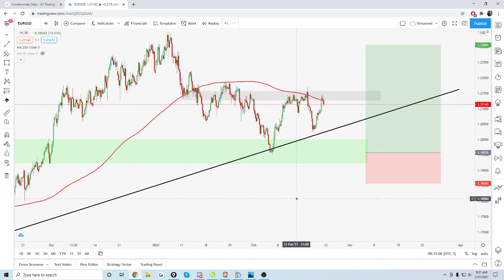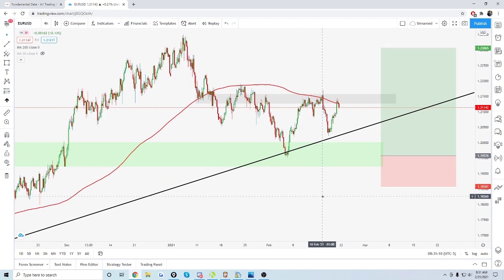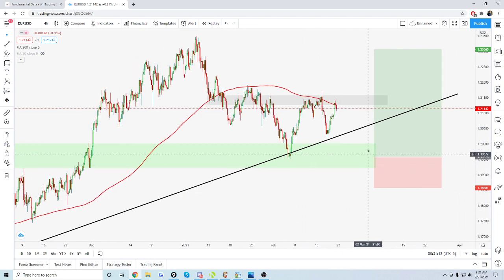I don't know with certainty about anything in markets. That's not how markets work. Otherwise, we'd all be bazillionaires, right? But the idea is that if we see this scenario, if we see this level hold, which it could, then I'd be interested in looking here, or if we get the breakout, I'd be looking for the retest.